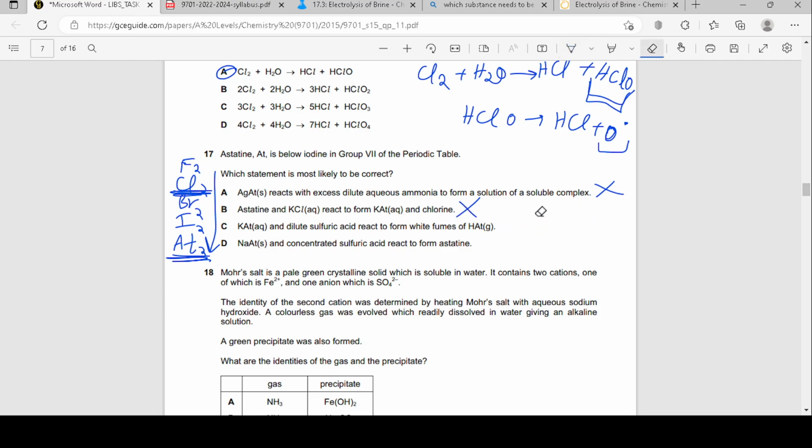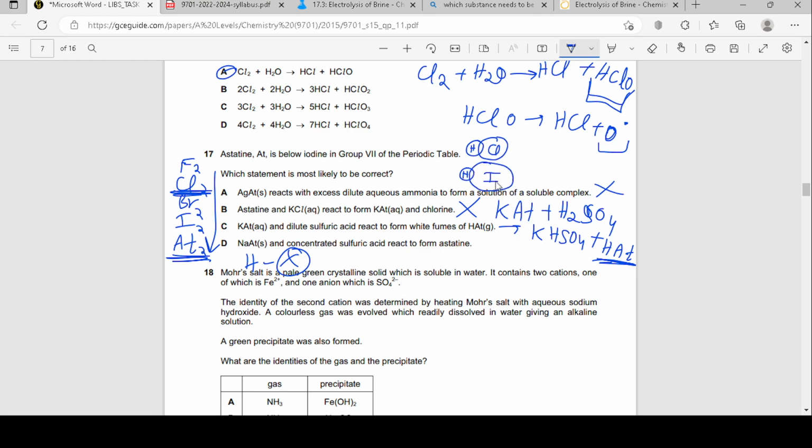And now the next one: KAt and dilute sulfuric acid react to form white fumes of HAt. Initially you would get KHSO4, or you could say K2SO4 as well, and you could just balance the equation. But for ease of balancing, I'm going to write it as KHSO4 plus HAt. You do get HAt initially, but then the strength of the covalent H-X bond, X being a halogen atom, decreases down group 7. If I have, for example, HCl as compared to HI, right?